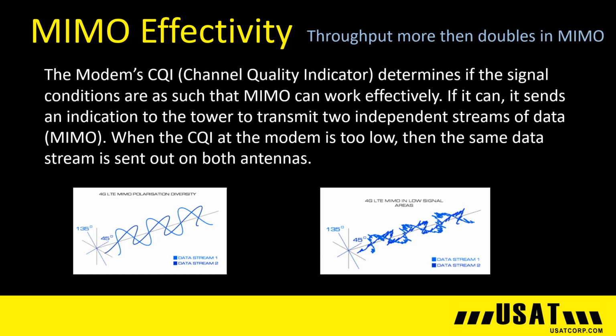Now let's talk about MIMO effectivity a little bit here. The modem CQI, or channel quality indicator, determines if the signal conditions are such that MIMO can work effectively. If it can, it sends out an indication to the tower to transmit 2 independent streams of data, or the MIMO. When the CQI at the modem is too low, then the same data stream is sent out on both antennas.